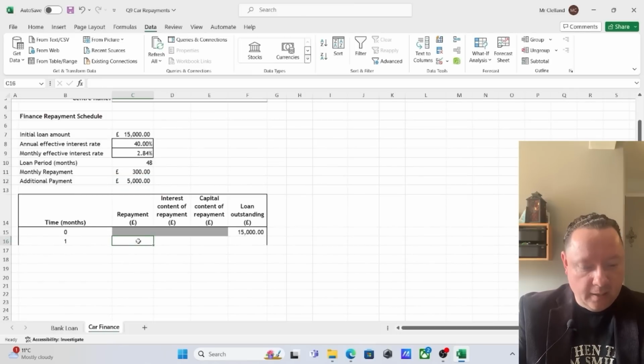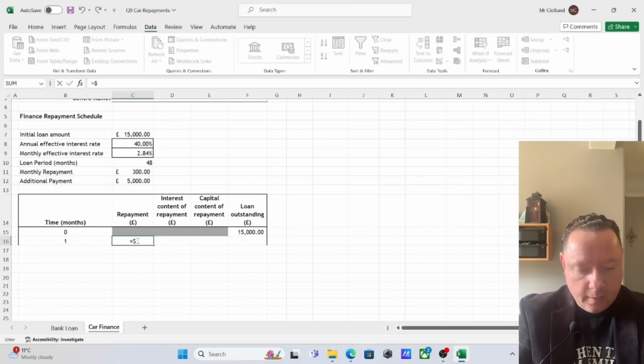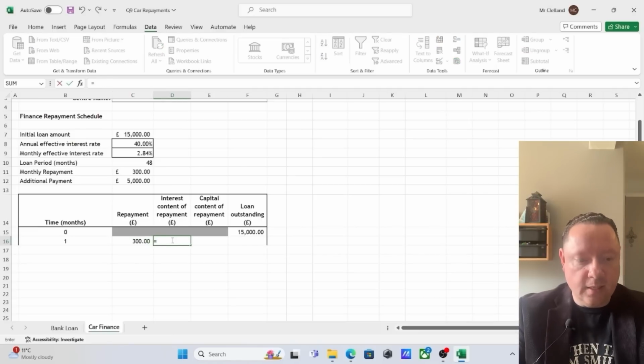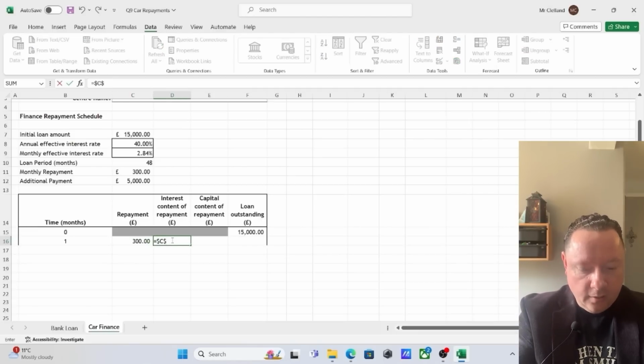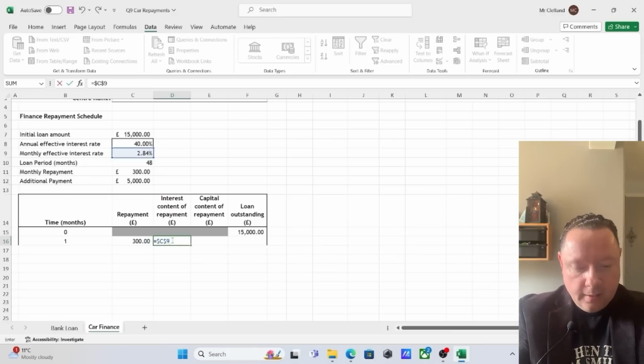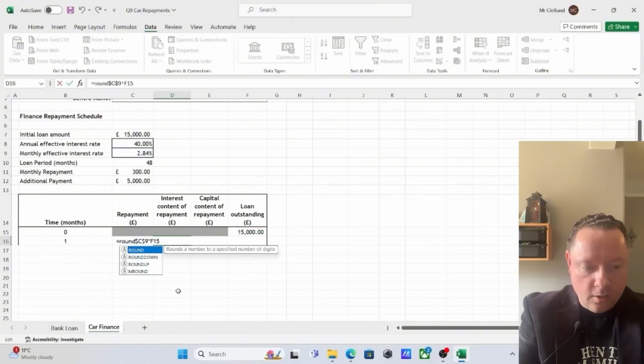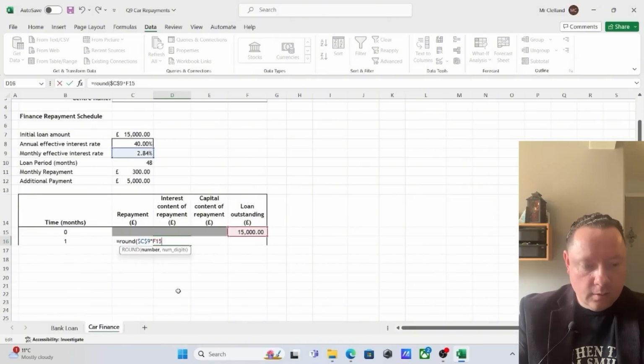So our repayment equals $C$11, which is 300 this time, and that's not a goal seek. Interest content of repayment, same as before, $C$9, because that's the monthly, times the loan outstanding. And we've not rounded, of course, so we go back in our formula if you forget that and go ROUND, 2.